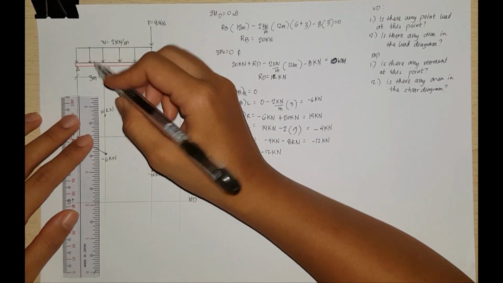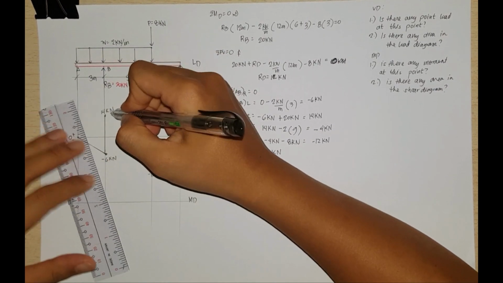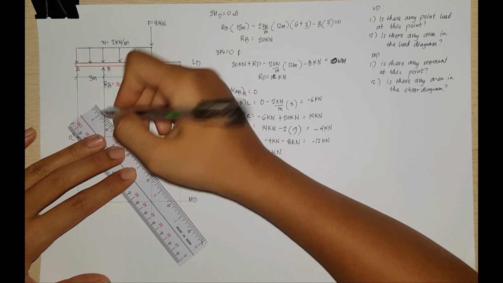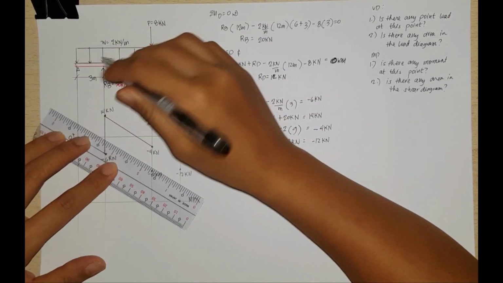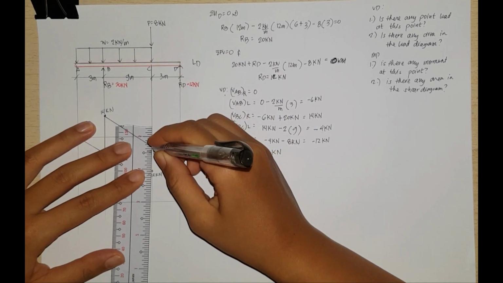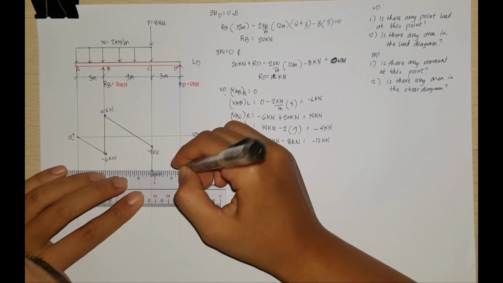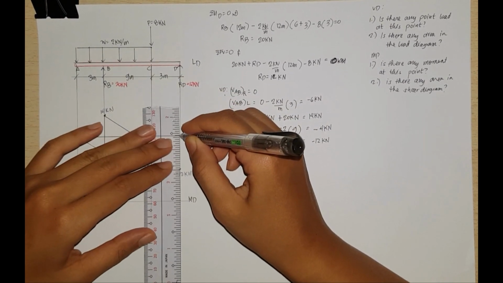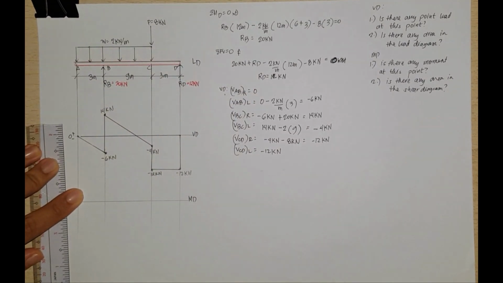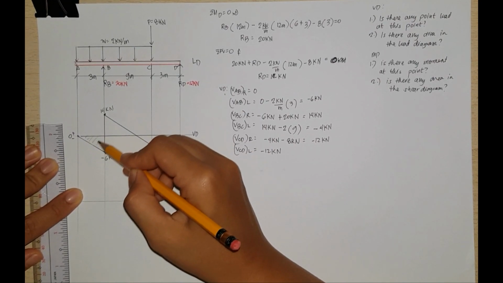So 0 degree yan, so magiging 1 degree tong mga lines natin, since it is a uniformly distributed load, kaya 0 degree. So, ito na yung ating shear diagram. So, this would be our shear diagram.